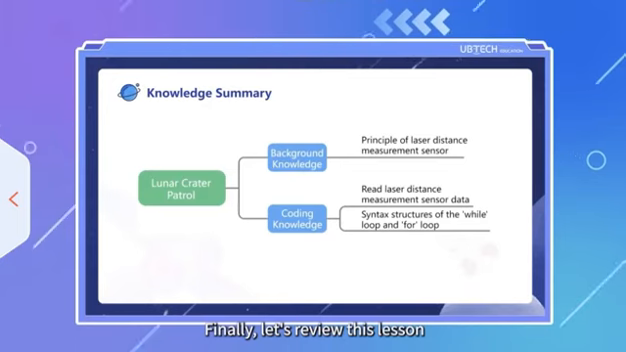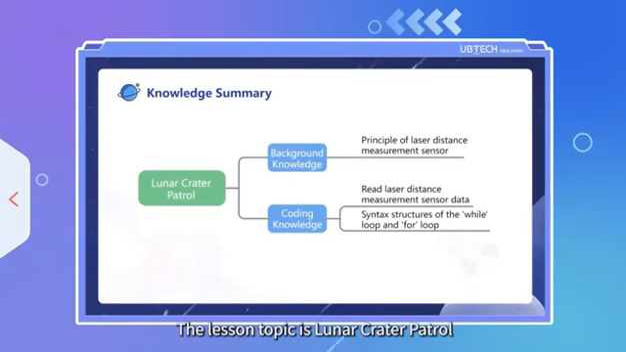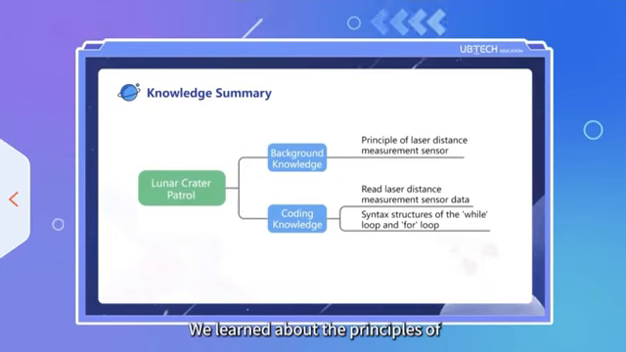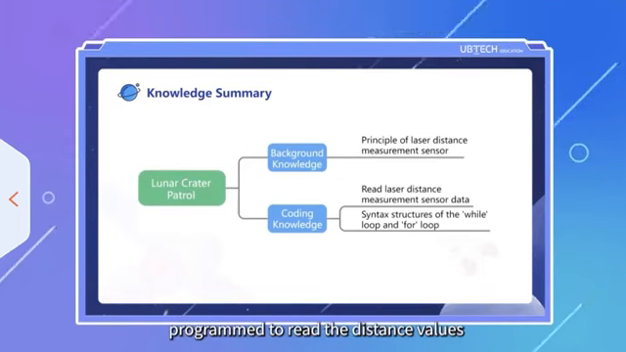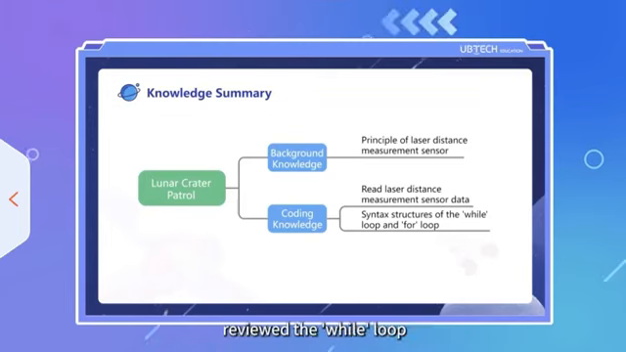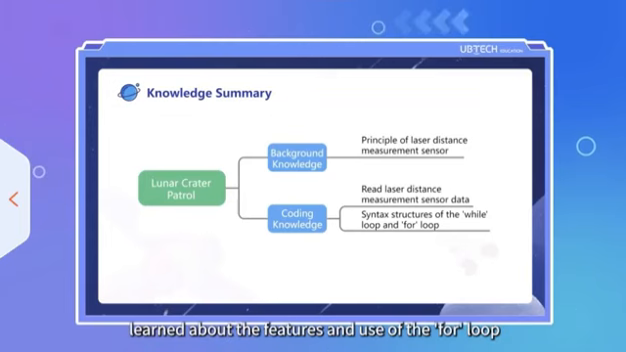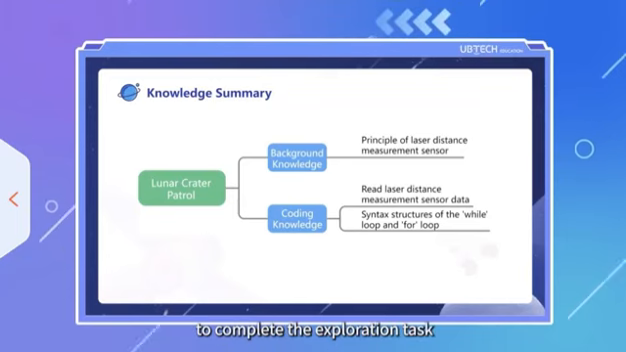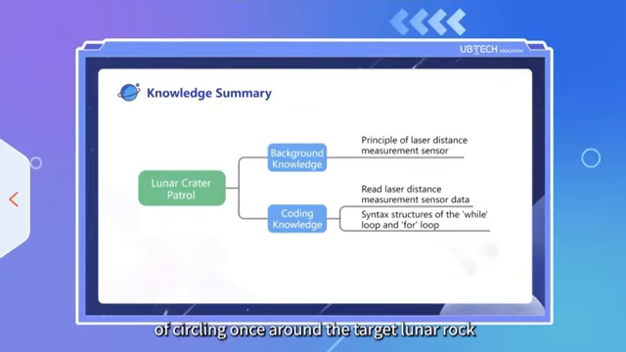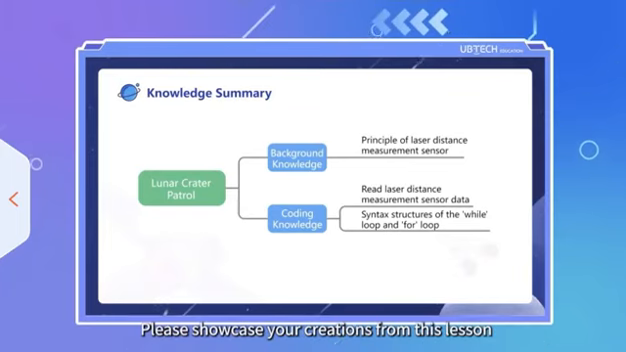Finally, let's review this lesson. The lesson topic is Lunar Crater Patrol. We learned about the principles of laser distance measurement sensors, program to read the distance values, review the while loop, learned about the features and use of the for loop, and used it to enable uGot to complete the exploration task of circling once around the target lunar rock.